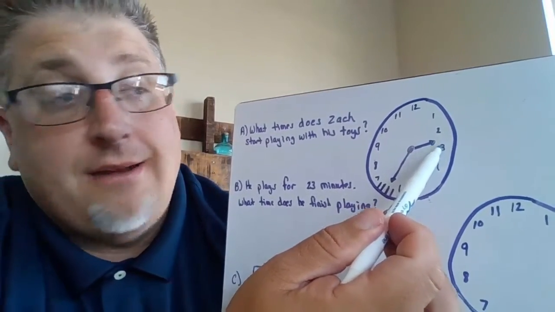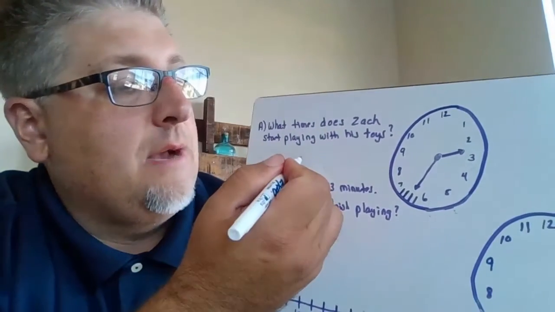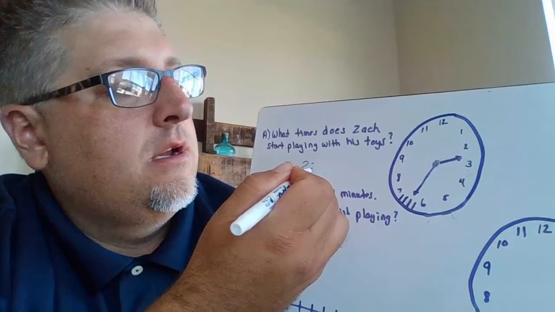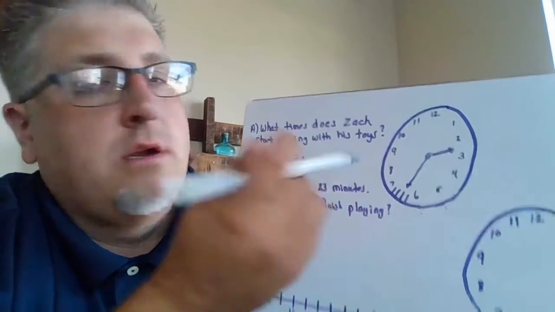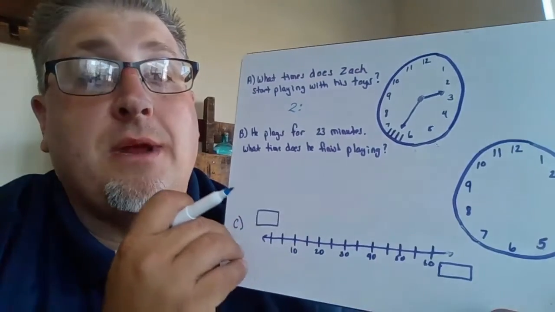It's not at 3 yet, and it's past 2. So it's not yet 3 o'clock. It is, yep, you guessed it, 2 o'clock. It's 2 o'clock. All right, now we need to get ourselves some minutes.